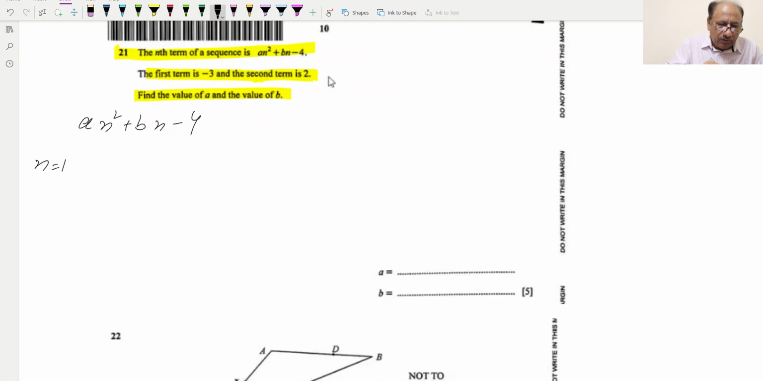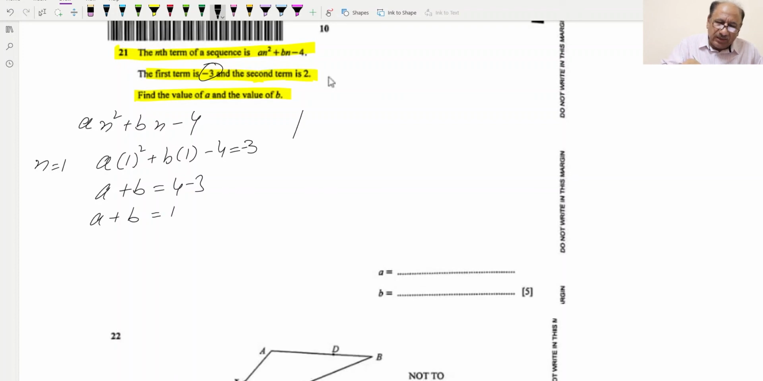For n is equal to 1, if we replace in this, we can rewrite it as a into 1 squared plus b into 1 minus 4, and it is given that the first term is minus 3, so we'll equate it to minus 3, and this will be a plus b minus 4. We can shift 4 to the other side, so it will be 4 minus 3. So our final equation will be a plus b is equal to 1. This will be our one equation.